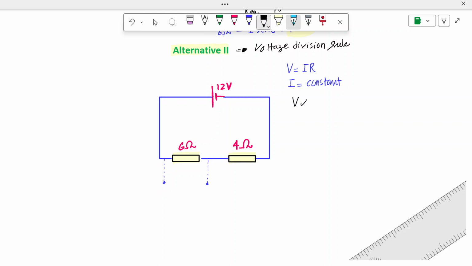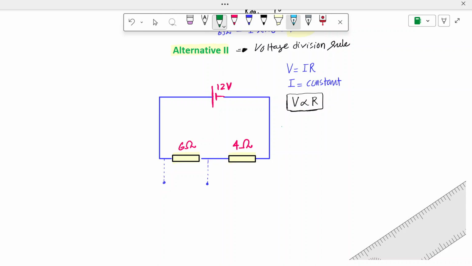So conceptually we can say the potential difference is proportional to resistance. Among these two resistances, the larger one is obviously 6 ohms. So the voltage of 12 volt will also divide proportionally. The larger fraction of the 12 volts will drop across the 6 ohm, and the 4 ohms will share the rest of the voltage. So we can calculate it with the help of the voltage division rule.